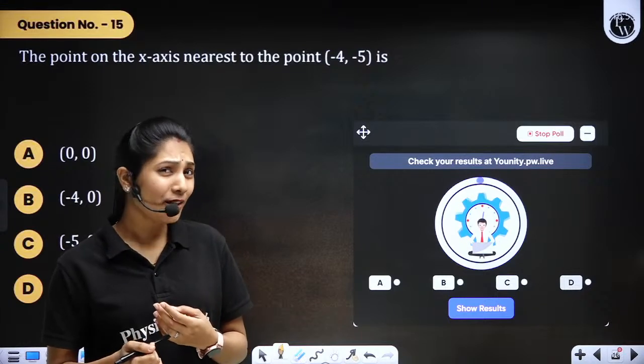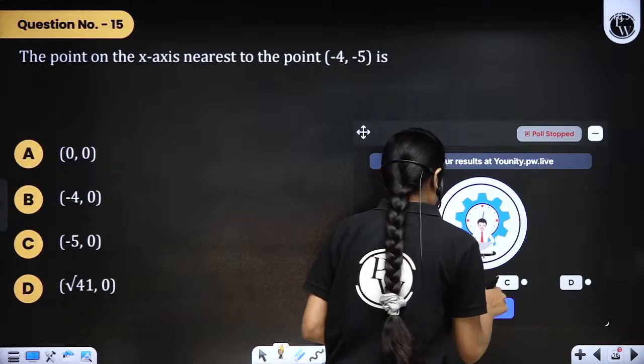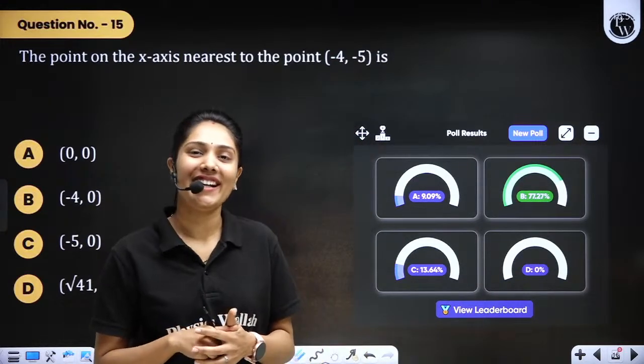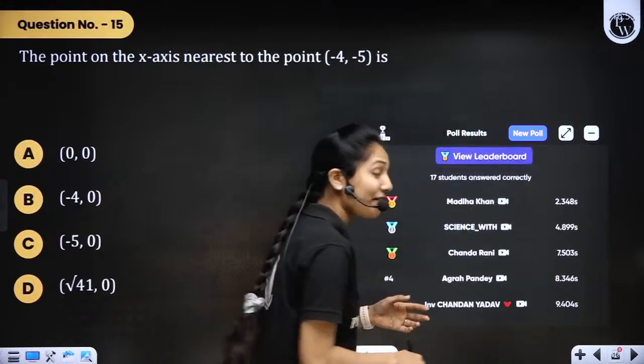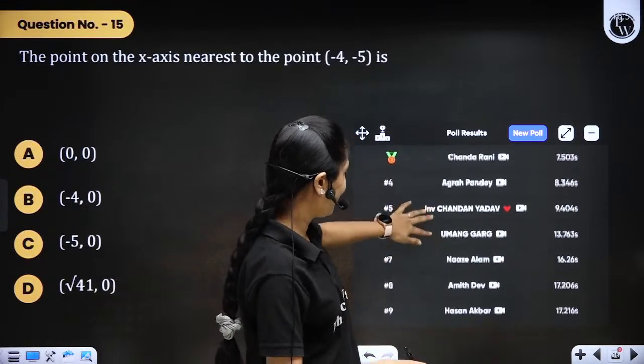So, isn't it obvious that the answer should be option number B, beta? Yes? 72% of you are correct. Very good. 77 actually. Madiha, then Science and Chanda, good beta.